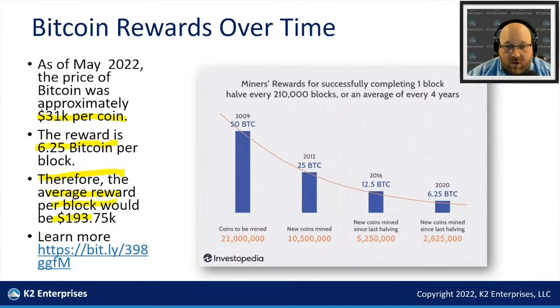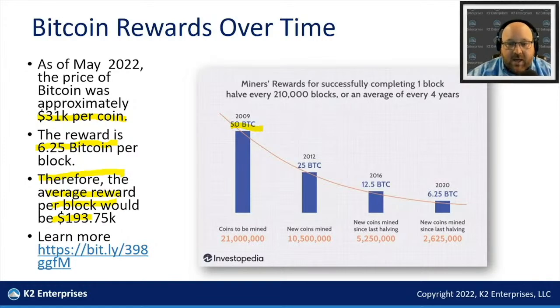Now, the reward used to be a lot higher when there weren't as many people using the system way back when. So like in 2009, if you were a super early adopter and you solved a block, you would get a reward of 50 Bitcoin. In 2012, it was halved, 25. Then it was halved again in 2016 to 12.5 Bitcoin, and then halved again in 2020 to 6.25.